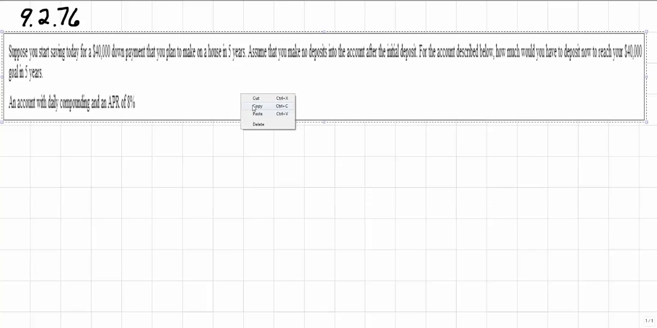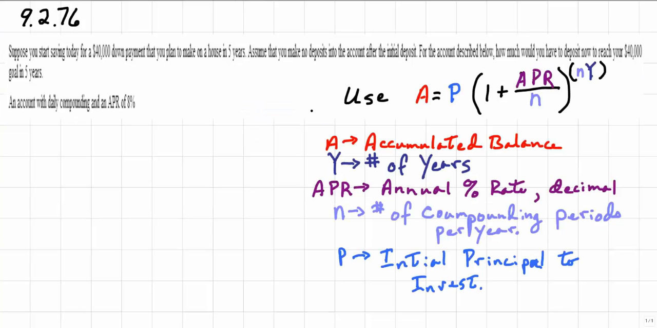We're going to go ahead and use the following formula. So we're going to use A equals P times the quantity 1 plus APR over N, all raised to the NY power. Now I've gone ahead and done this in color code, and we note that A is going to be our accumulated balance. This is what we're shooting for, and that's going to be the $40,000. Okay, that's how much we want to end up with.